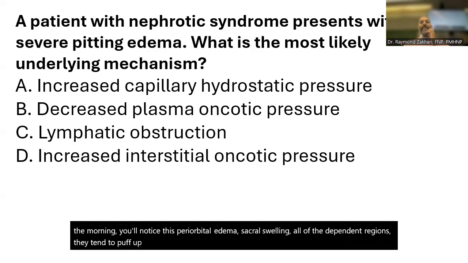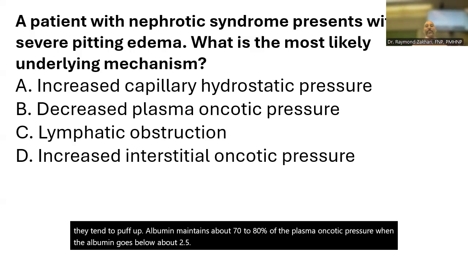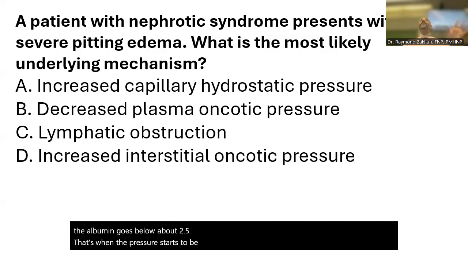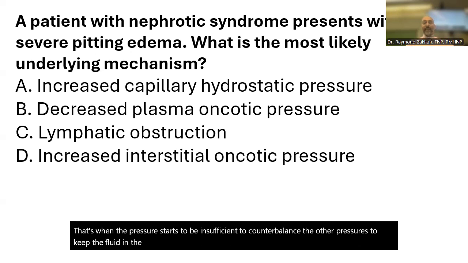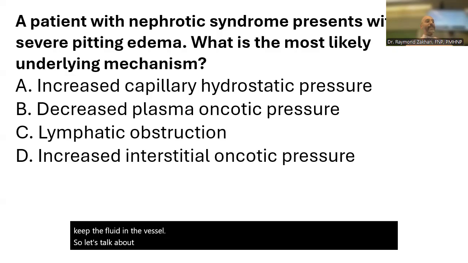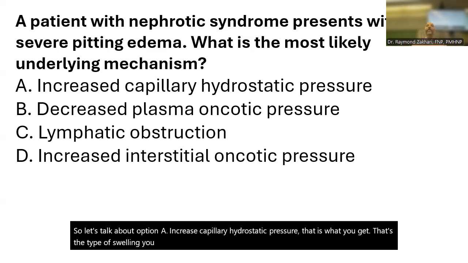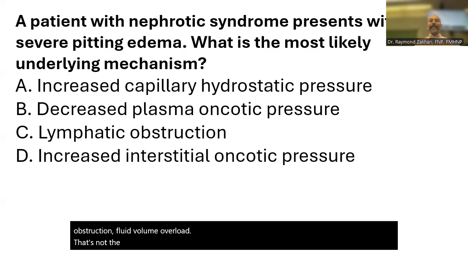Albumin maintains about 70 to 80% of the plasma oncotic pressure. When the albumin goes below about 2.5, that's when the pressure starts to be insufficient to counterbalance the other pressures to keep the fluid in the vessel. So let's talk about option A, increased capillary hydrostatic pressure. That is the type of swelling you get when you have things like congestive heart failure, venous obstruction, fluid volume overload. That's not the problem with nephrotic syndrome.